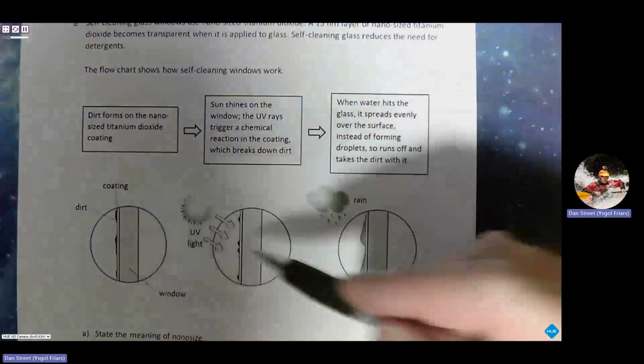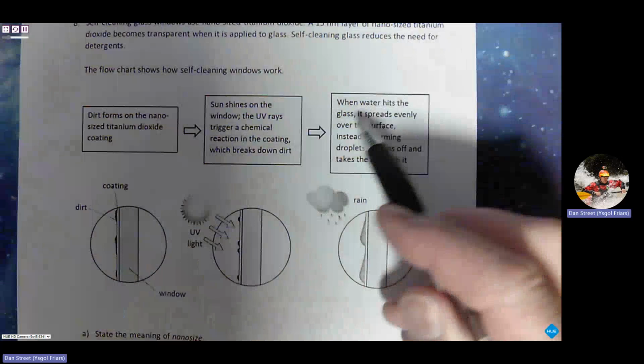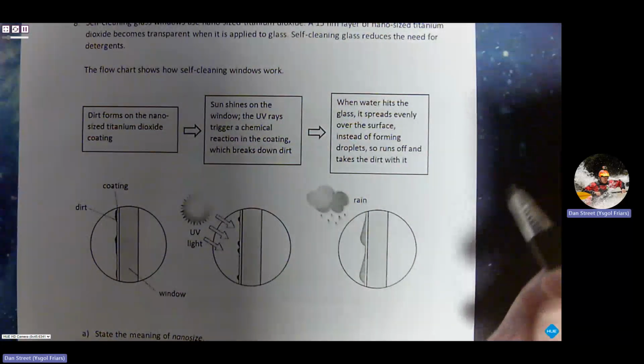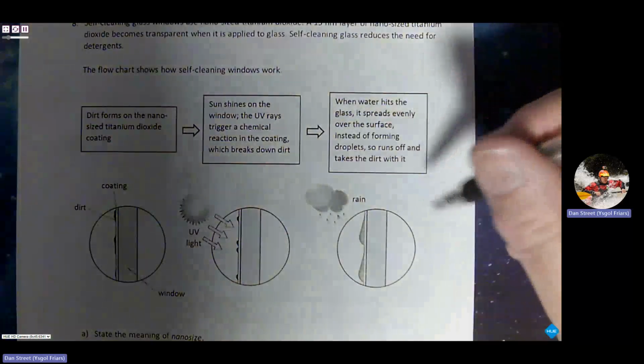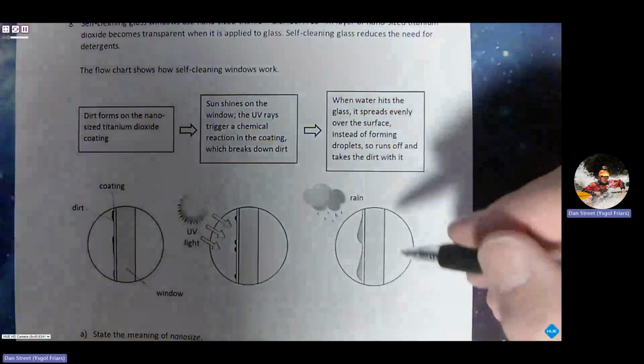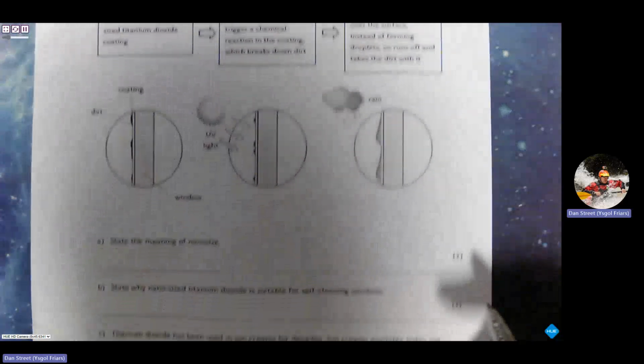So rather than big lumps of dirt, we've got the dirt more spread out. And then water hits the glass. It spreads evenly over the surface instead of forming droplets, so it runs off and takes the dirt with it. So you wouldn't get the droplets of water on the surface. The water just runs straight off.